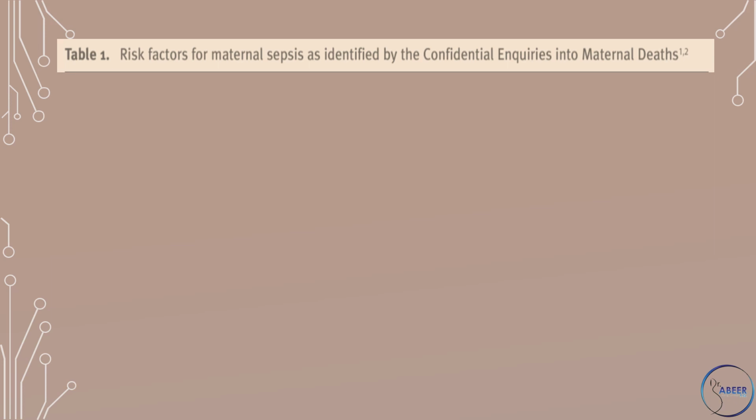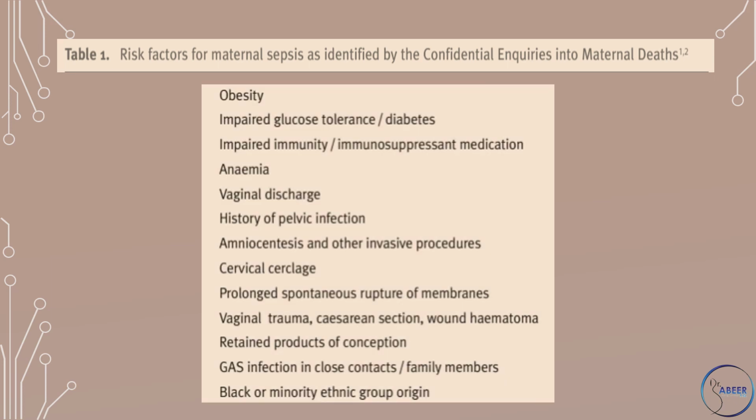Risk factors for maternal sepsis as identified by the confidential inquiries into maternal deaths: obesity, impaired glucose tolerance, or diabetes, impaired immunity or immunosuppressant medication, anemia, vaginal discharge, history of pelvic infection, amniocentesis and other invasive procedures, cervical cerclage, prolonged spontaneous rupture of membranes, vaginal trauma, cesarean section, wound hematoma, retained products of conception, Group A streptococcal infection in close contacts or family members, and Black or minority ethnic group origin.